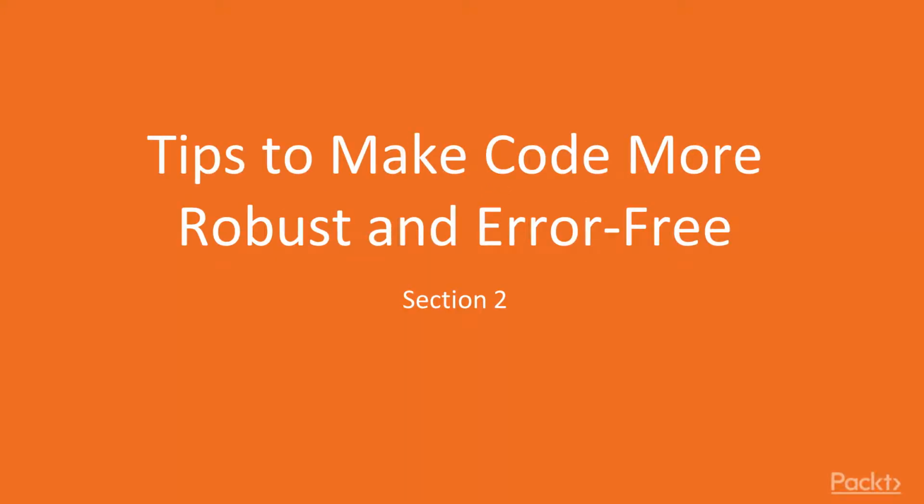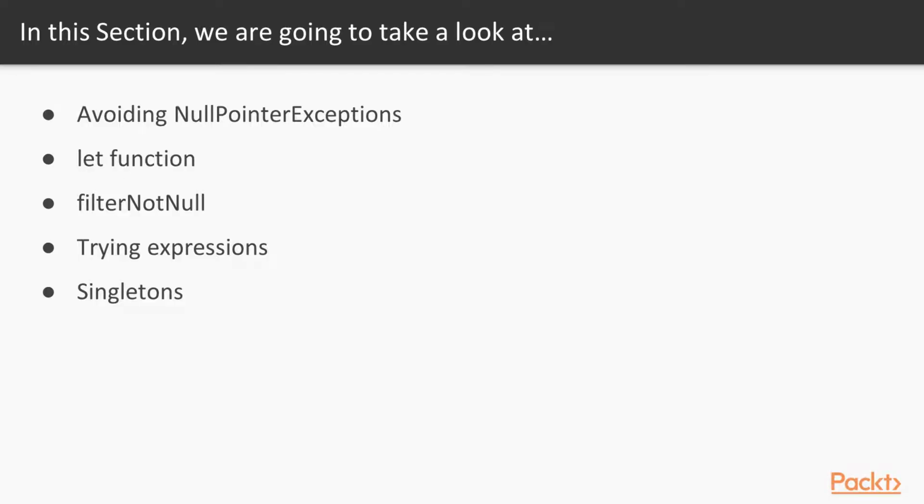Hi, welcome to Section 2, Tips to Make Code More Robust and Error-Free. We will learn the recommended methods to avoid null pointer exceptions, using let for protecting against null expressions, using filterNotNull for eliminating nulls from a collection, using try expressions for thread-safe calls, and using singletons for thread-safe code.